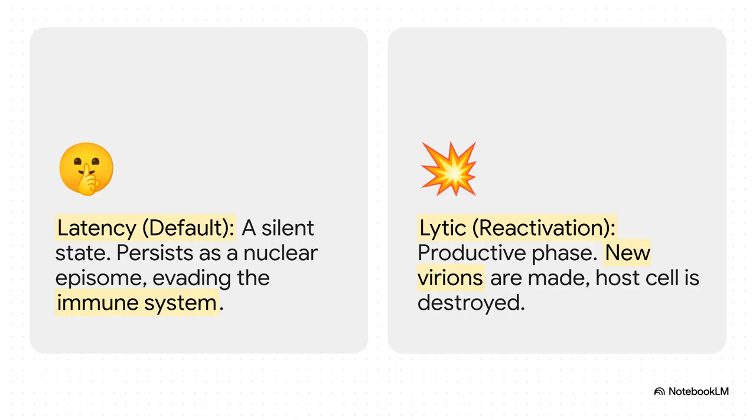Think of it like this. Latency is the default mode. It's the virus sleeping, hiding out as that episome, expressing very few genes, just trying to stay off the immune system's radar. But then, when the host is under stress, say from immunosuppression, the virus wakes up. It flips the switch to the lytic cycle. And that's an all-out production phase. It starts replicating its genome, building new virus particles, and ultimately it bursts the cell open to spread to new cells.